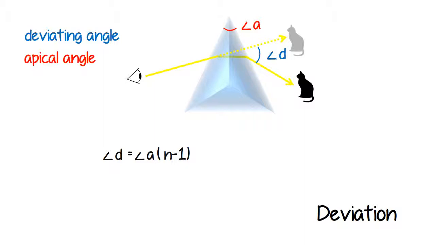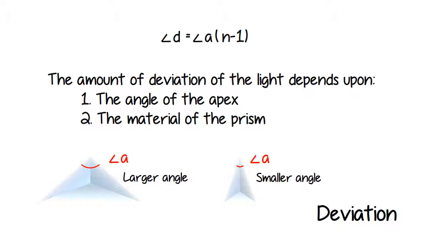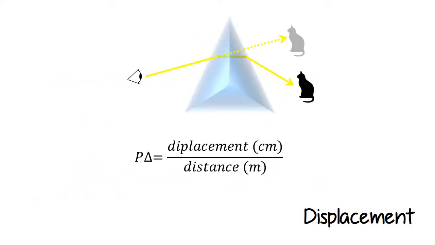Maybe I should try to write that out in words. Okay, that was the angle of deviation. Remember, that's the light ray. And this is the displacement of the image. This is the formula for that. And that is actually what a prism diopter is. A prism diopter is how much it displaces that image, see that cat, how much it displaces that image or object.